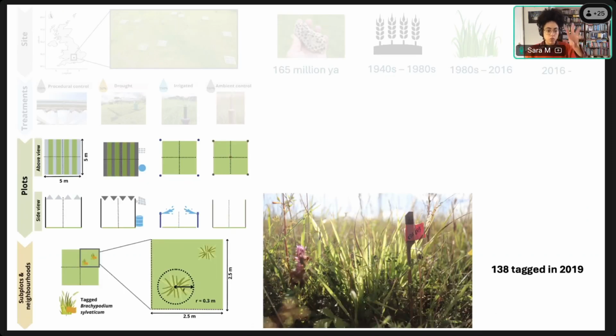And just to situate how the tagging worked, I tagged adult individuals in 2019, and then I made a neighborhood which was 0.3 meters in radius, and that was kind of like the effect zone.